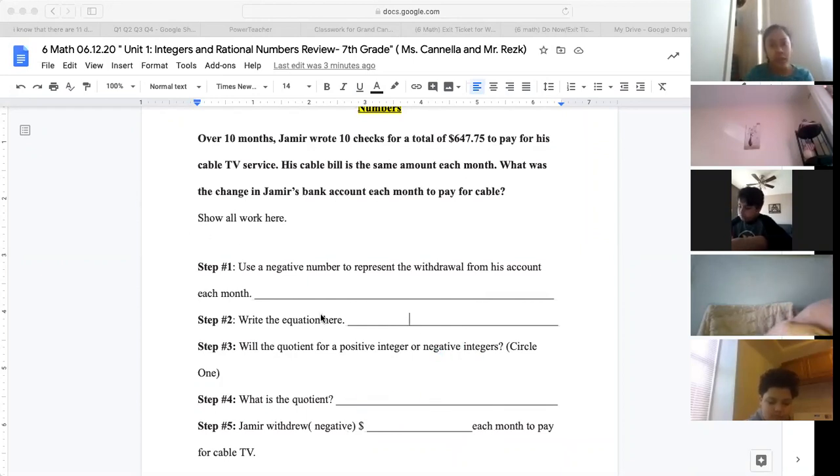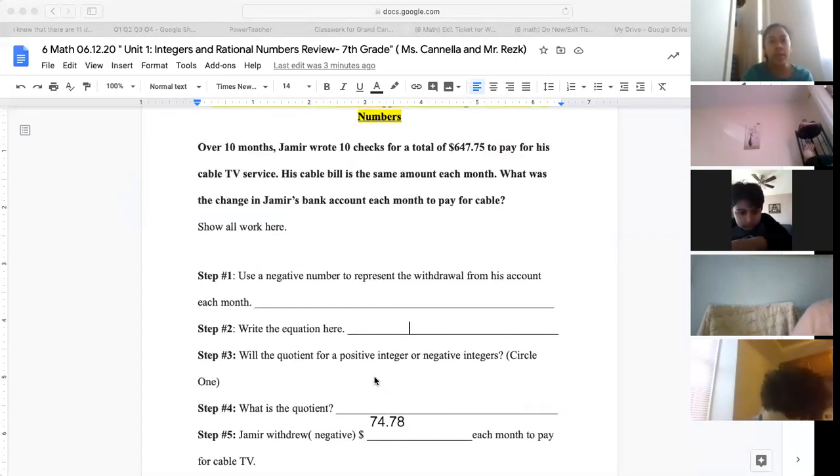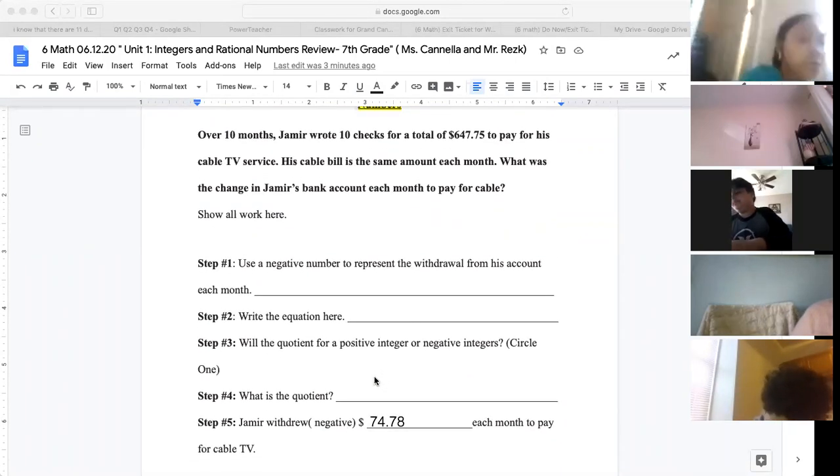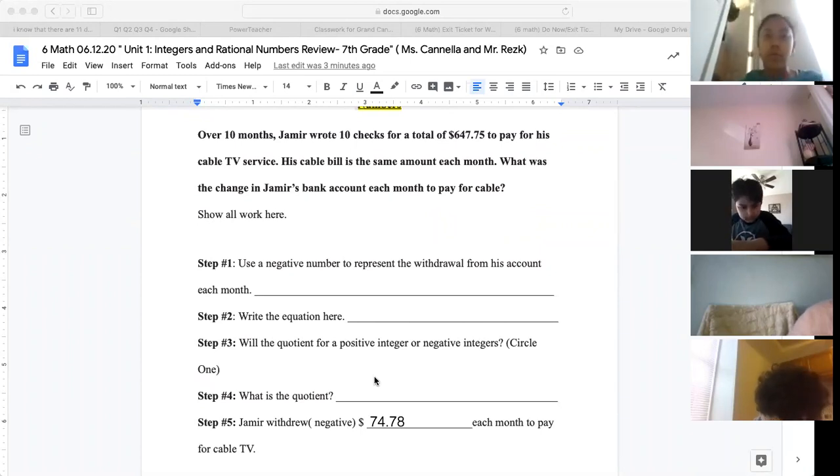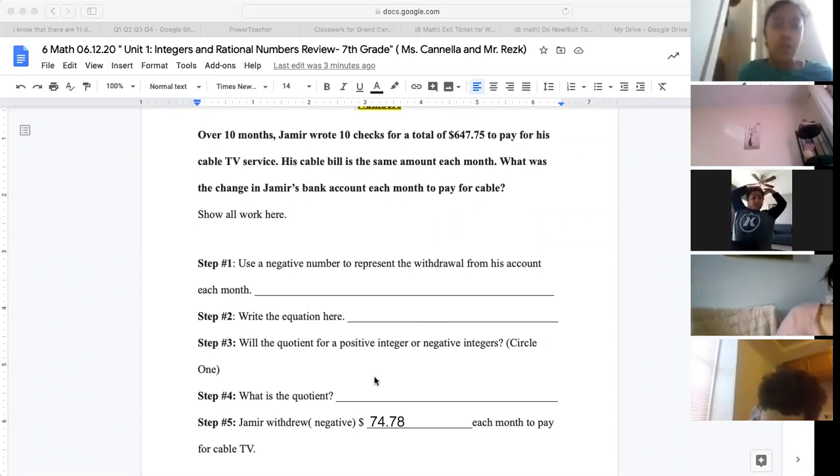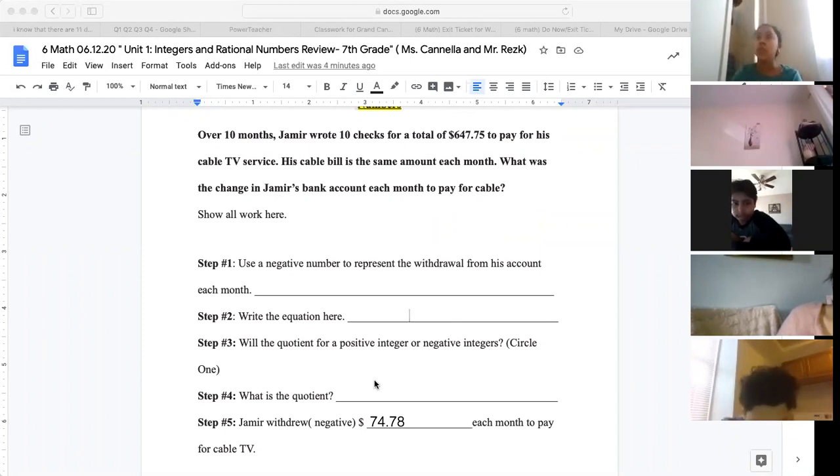That's what I would write. Wait, I would write $64.70. Okay, because you're not going to write a check for $64.775. You can't do that because it's only 2 places after the decimal. So we have to correct number 5 because number 5 isn't right. It should say 64, not 74, 64.